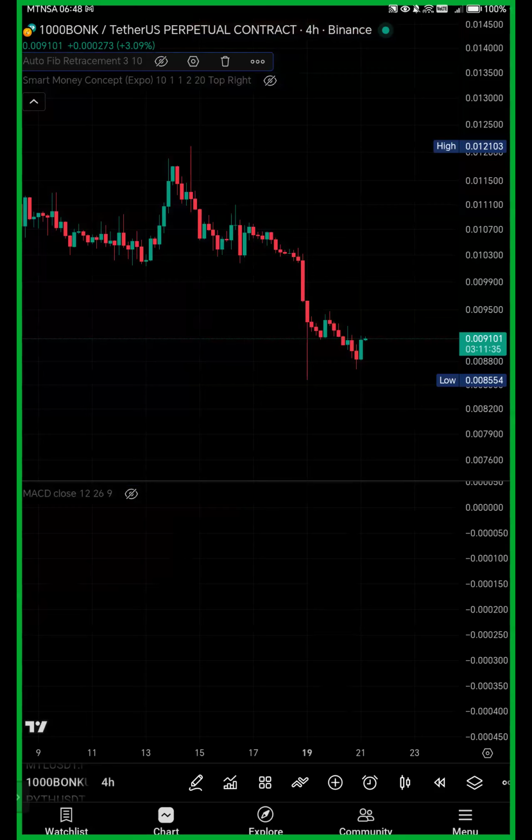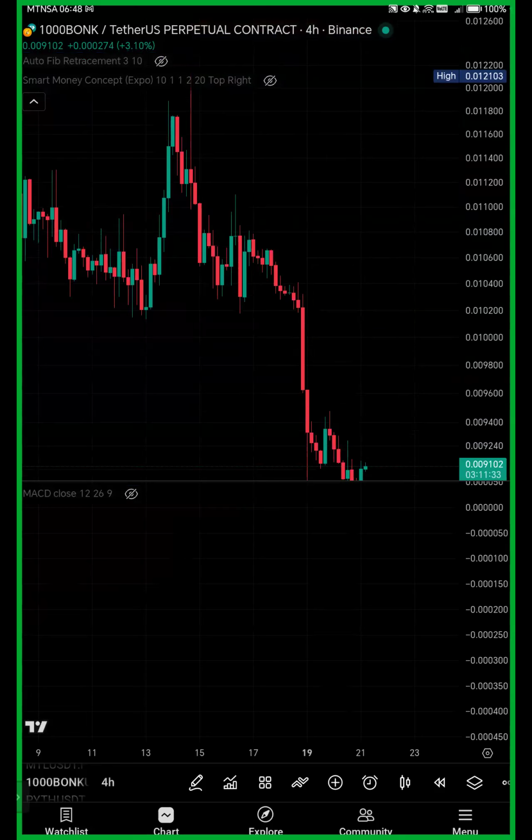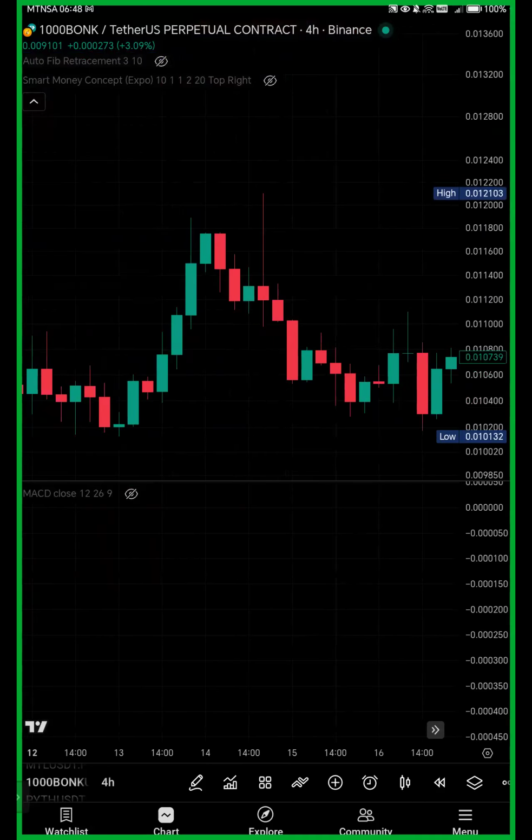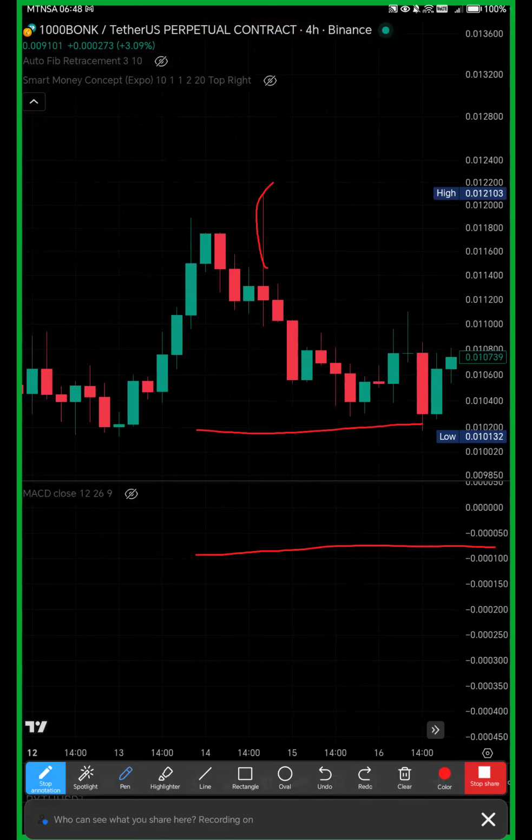So this is what I was talking about. This is what we call a shadow. When you look at a candle like this, you are going to see this thing over here, and this thing over here. So this is what we call a shadow. These shadows may develop either on the upper part of the body or on the lower part of the body.